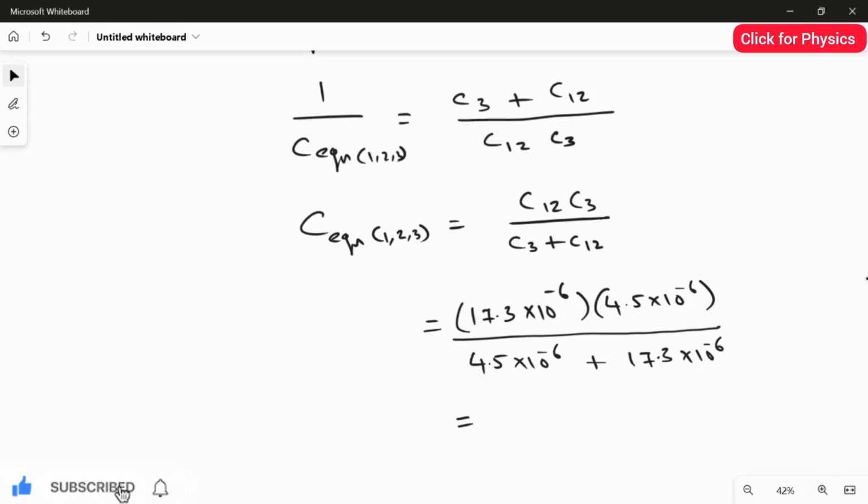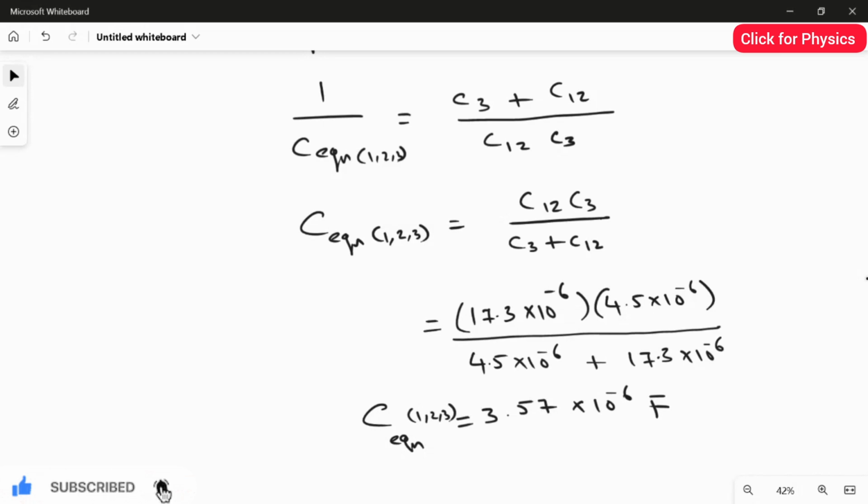17.3 multiplied by 10 to the power of minus 6, multiplied by 4.5 times 10 to the power of minus 6, divided by 17.3 times 10 to the power of minus 6 plus 4.5 times 10 to the power of minus 6. I got 3.571. So 3.57 times 10 to the power of minus 6 farad. This is the answer for the equivalent capacitance of 1, 2 and 3. It's a combination of all these three.